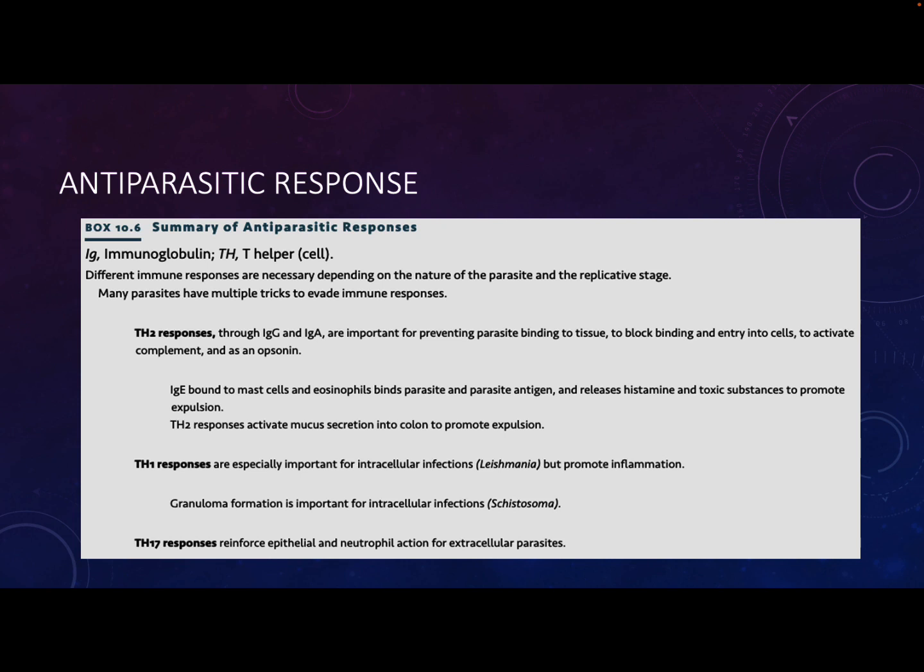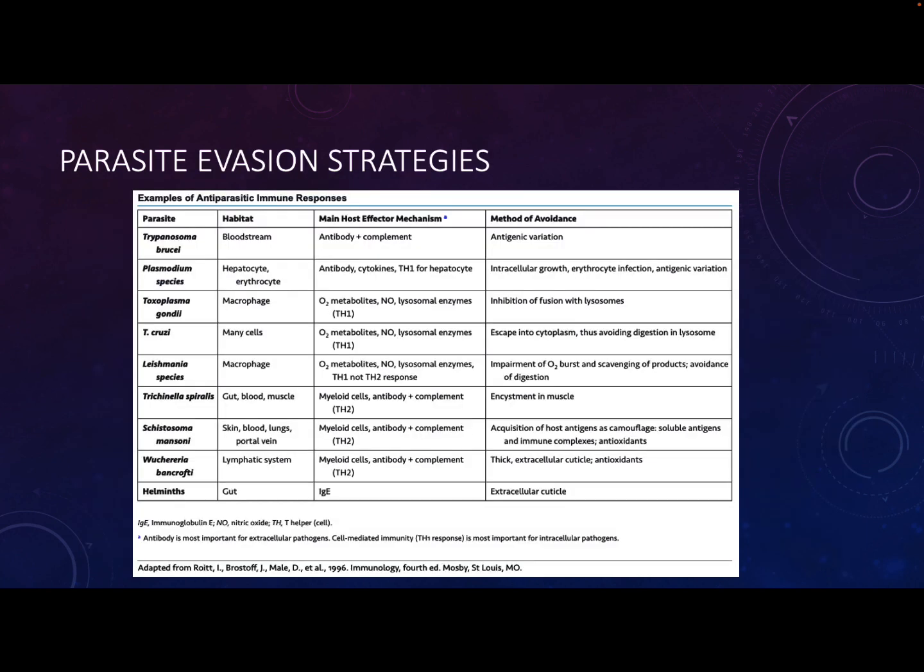Or they'll do things like encyst in your muscles, and it's hard to get an immune response inside of your muscle tissue, or your brain, like Toxoplasma. It's hard to get the immune response in there. So there are a lot of anti-parasite evasion mechanisms that we'll talk about when we talk about the parasites, which will be right at the very end of the term.